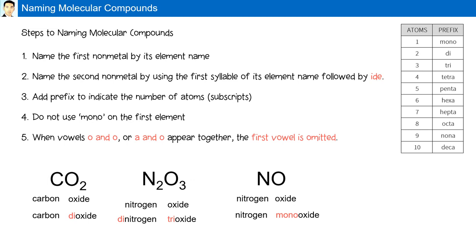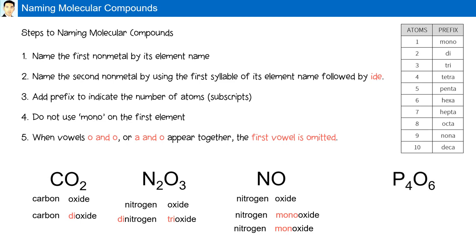However, since there are 2 vowels, one from mono and one from oxide together, we drop the first vowel, it just becomes monoxide. So our compound or molecule is called nitrogen monoxide.